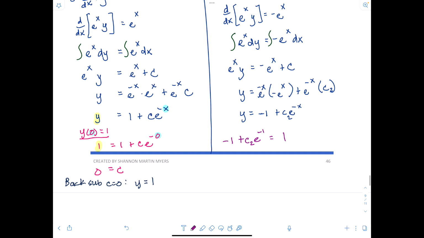So now we'll have negative 1 plus c2 e, oh actually, sorry, I can do more there. I'll have c2 e to the negative 1 is equal to 2. So isolating c2, I'll have 2e to the positive 1. So c2 is just going to be 2e.